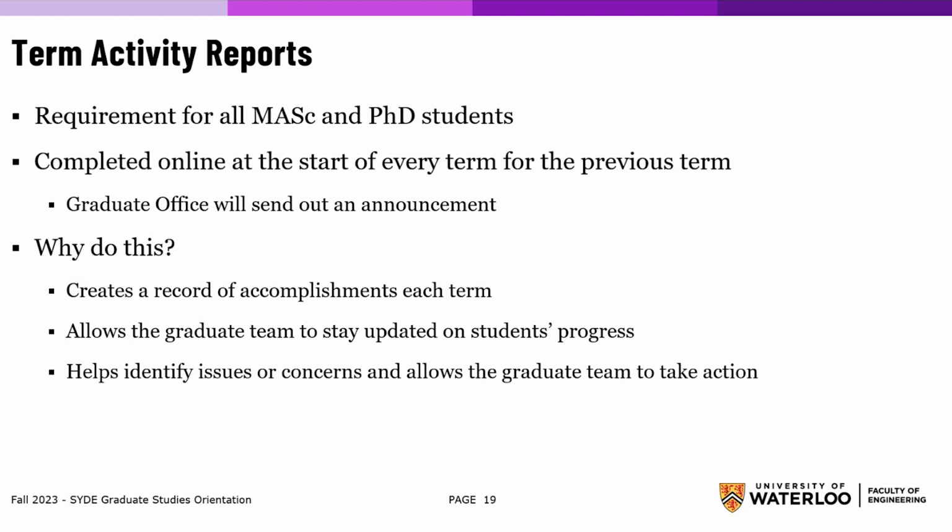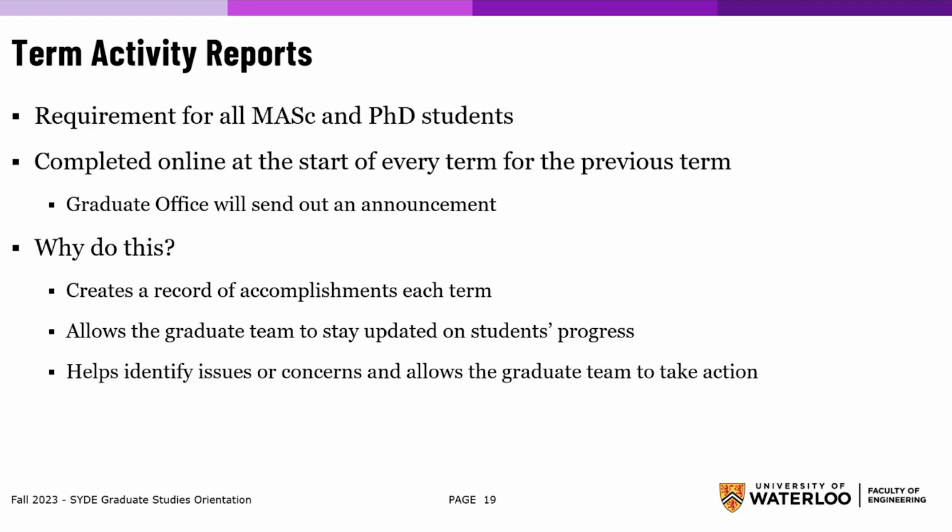So if you were not a student here in spring 2023, you don't have to do a term activity report, but next term, in the winter, so at the beginning of January, you will be required to do one for fall term. You will get prepped by an email to your Waterloo email saying term activity reports are now open. Please complete them.